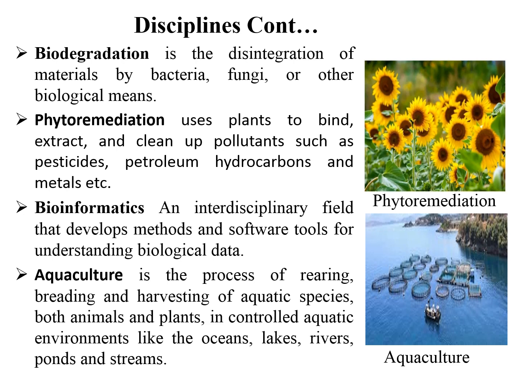Bioinformatics is an interdisciplinary field of sciences. Bioinformatics combines biology, computer sciences, mathematics, and statistics to analyze and interpret biological data. Aquaculture is the process of rearing, breeding, and harvesting of aquatic species, both animals and plants, in controlled aquatic environments like the oceans, rivers, ponds, and streams.